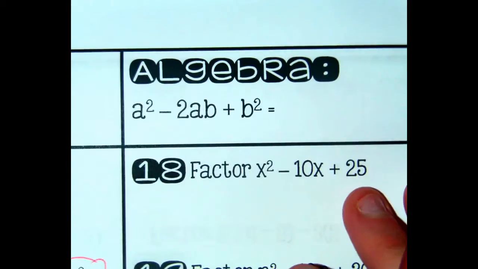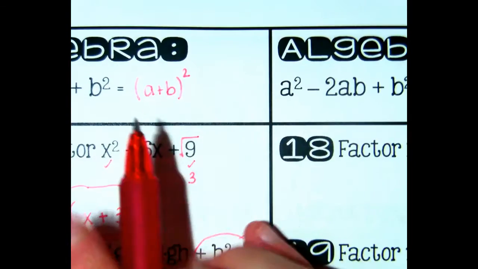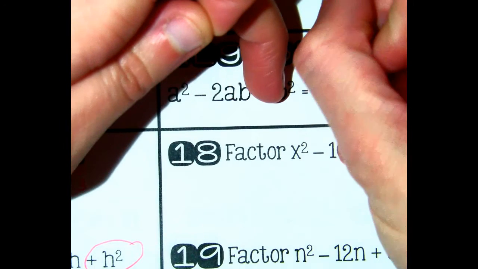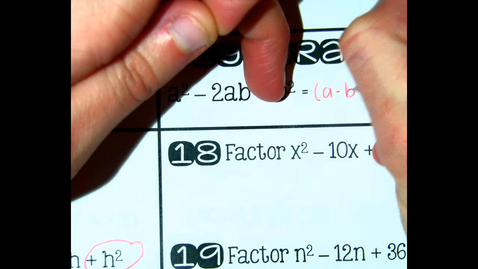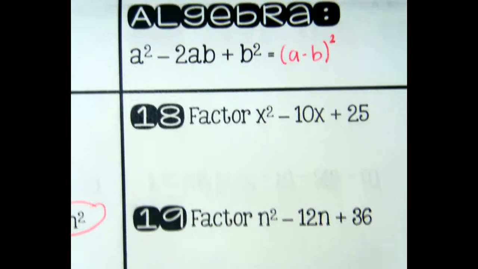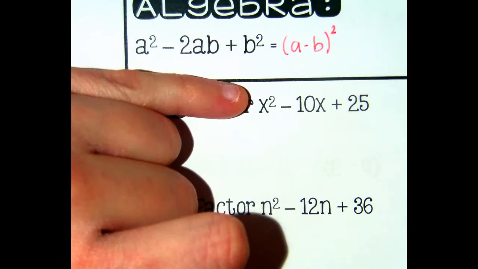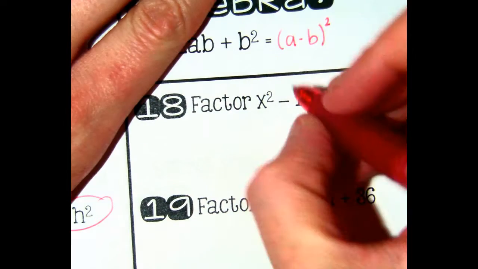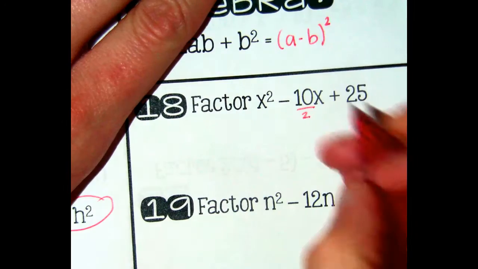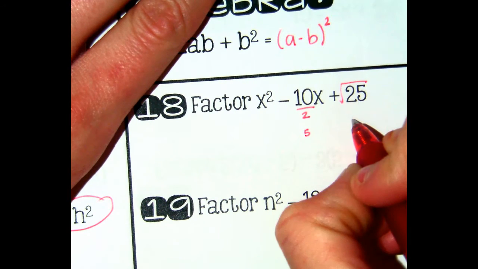Let's try a couple more. The only difference between this one and this one is what? There's a minus, so it's going to be a minus b squared. Okay, 18. Is x squared a perfect square? Yes. Let's do 10 divided by 2. What's that? 5. Okay. What's the square root of 25?